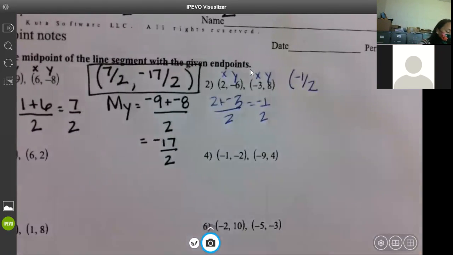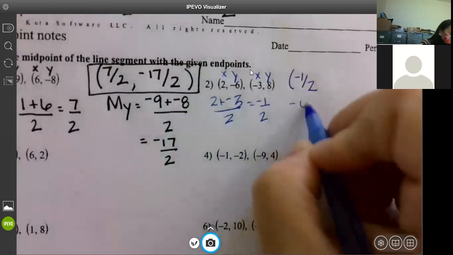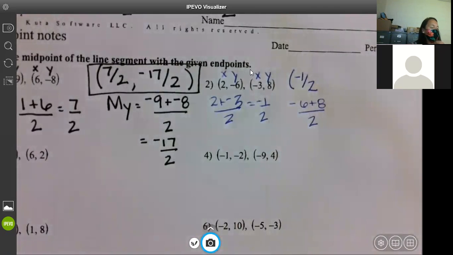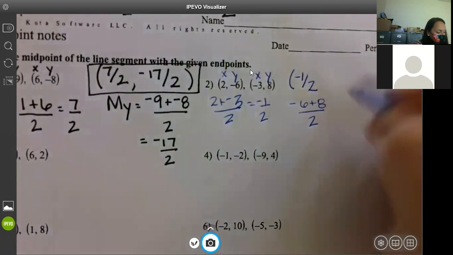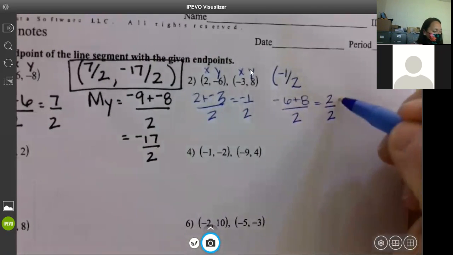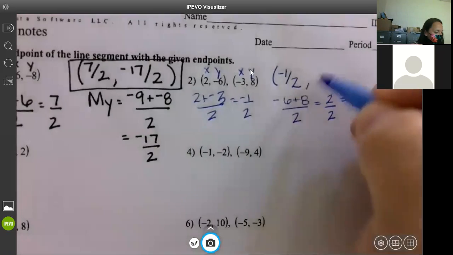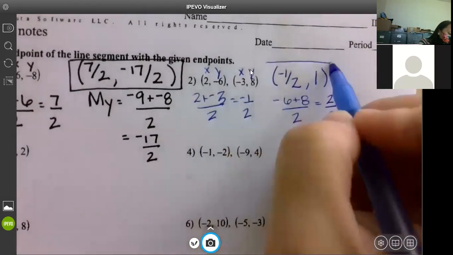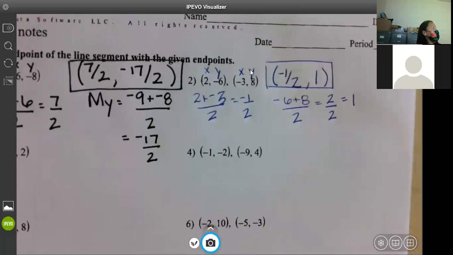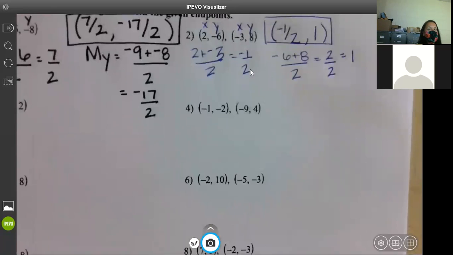What are your 2 y's? Thank you. -6 plus 8, and we're going to divide it by 2. What is -6 plus 8? This will reduce. 2 divided by 2 is 1. So your coordinate is -1/2, 1. That's all you're doing. There's a whole unit. That's it. Okay. All right, look at number 4.